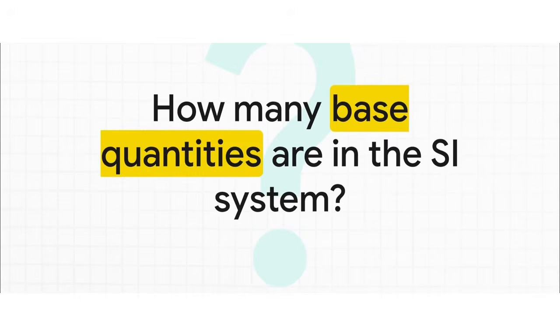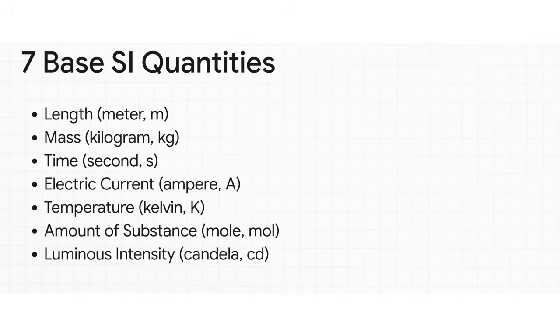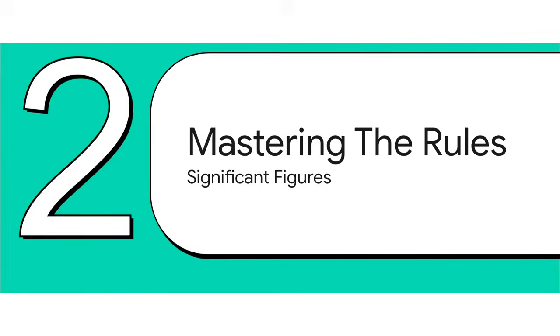So, all over the world, scientists use a common language called the SI system to avoid confusion. In this universal system, how many of those fundamental or base quantities are there? Go on, take a guess. The magic number is 7. And here they are. Length, mass, time, electric current, temperature, amount of substance, and luminous intensity. You absolutely, positively have to learn these by heart along with their SI units. No way around it.